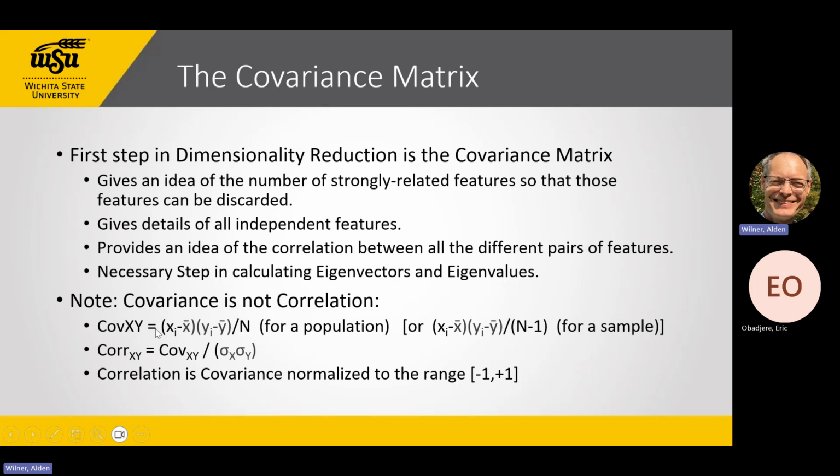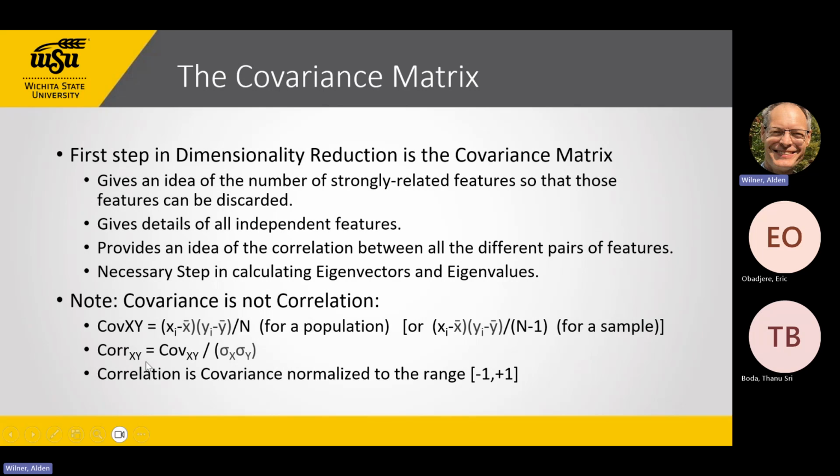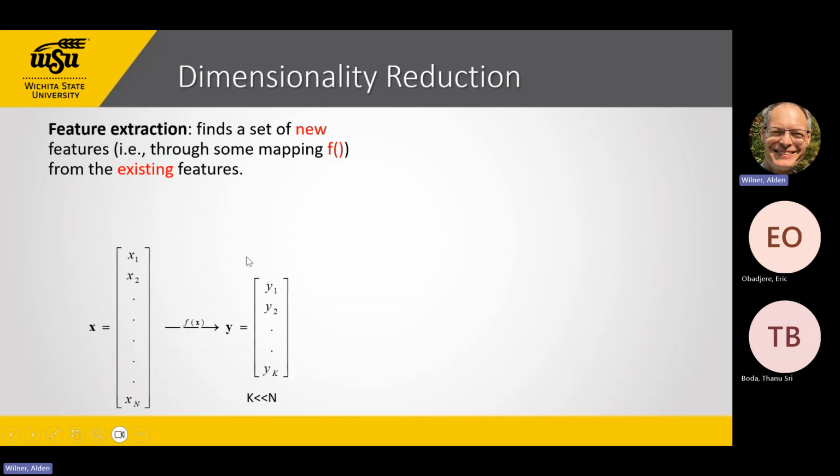The covariance of x and y is, for variable x, how much does it vary from the mean value of that variable x, and for variable y, how much does it vary from its mean, divided by the sample size n for a population, or divided by n-1 for a sample, right? We can get fairly large, right?